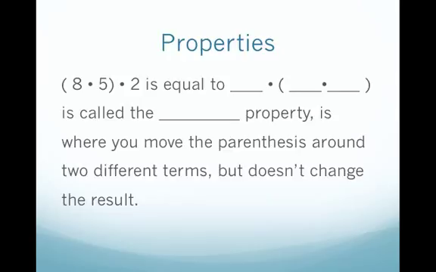(8 times 5) times 2 is equal to blank times (blank times blank) is called the blank property. This is where you move the parentheses around to two different terms, but it doesn't change the result. So in the first three blanks, you're going to put the same numbers, but where it won't change the order, and the parentheses will just be moved around. And you're going to tell me what property this is called when you move the parentheses.